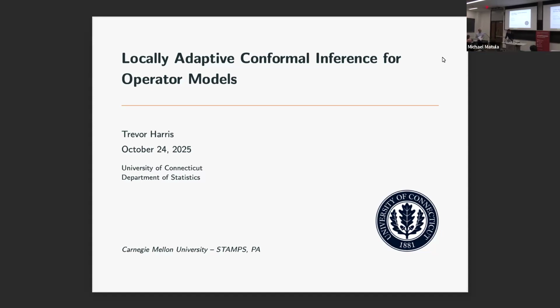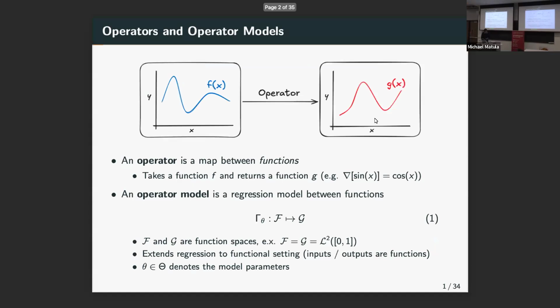All right, thank you. And thank you for that very nice introduction. And thank you everyone for having me here today. Today what I want to talk about is some work we've been doing on uncertainty quantification, and specifically uncertainty quantification for operator models.